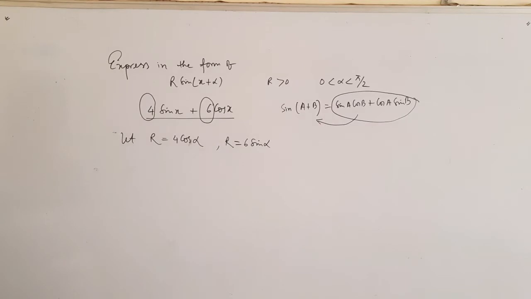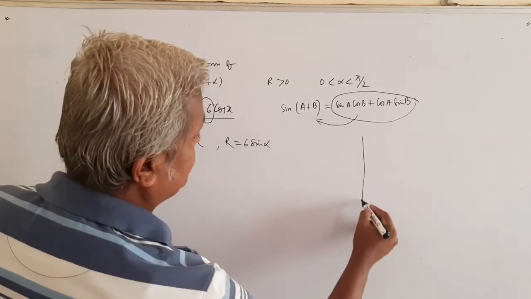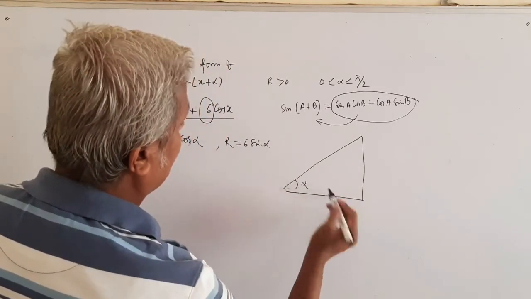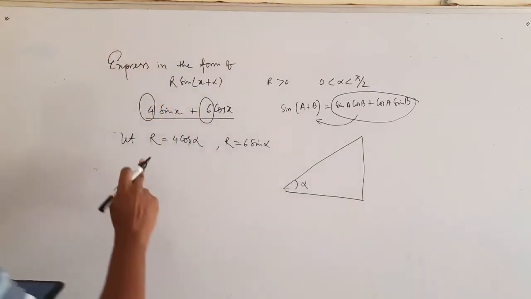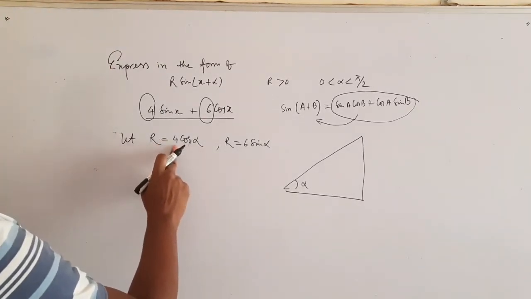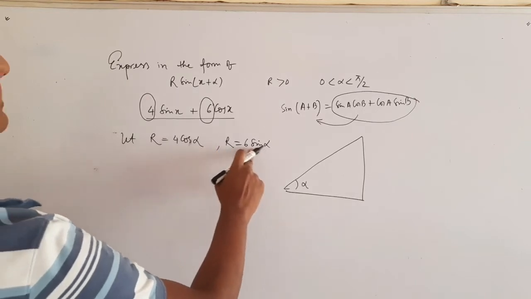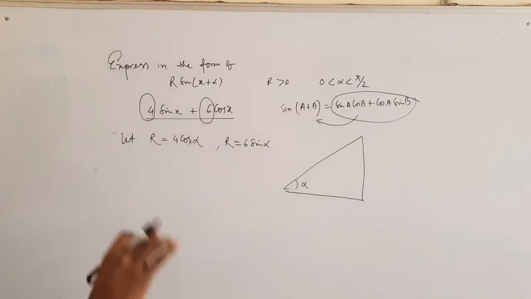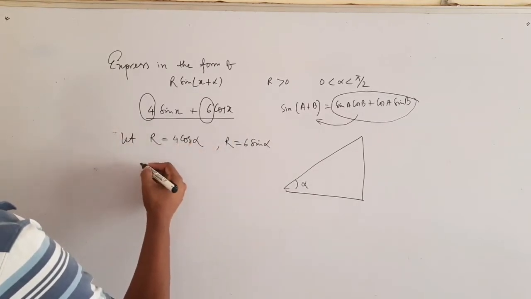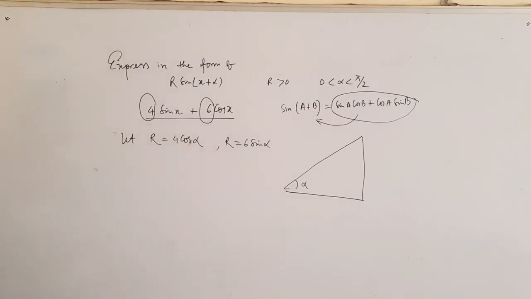Means we are assuming a right angle triangle with the acute angle alpha, and for this condition you see cos alpha is r over 4 and sine alpha is r over 6. So now how to find this one? So you just square and add. Okay, I made a blunder.